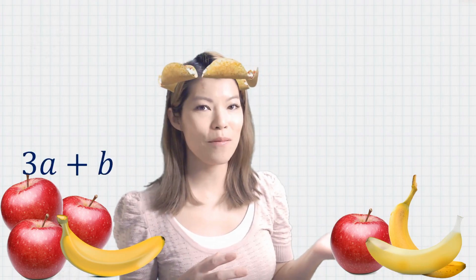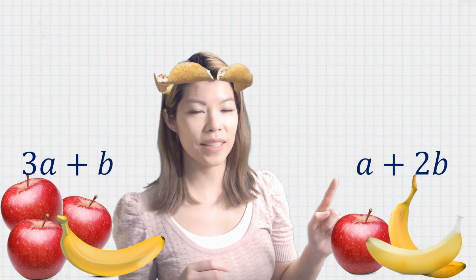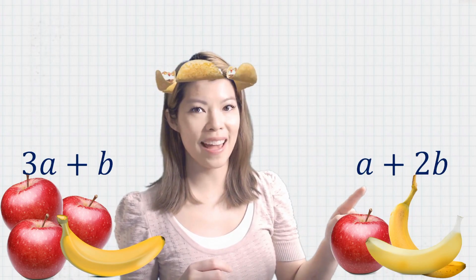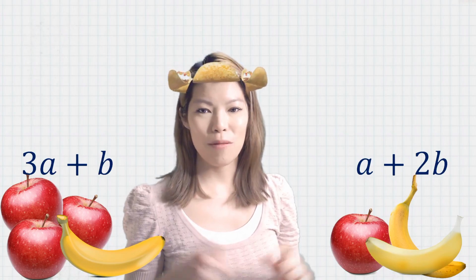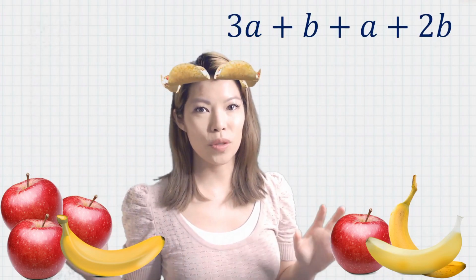Here we have 3 apples and a banana, and an apple and 2 bananas. Over here we can write it as 3a plus b. Over here we can write it as a plus 2b. Notice that the 1 apple doesn't have the number 1 in front of the a. Remember that. And when we put these two together, we can count them, and we would count the apples together.